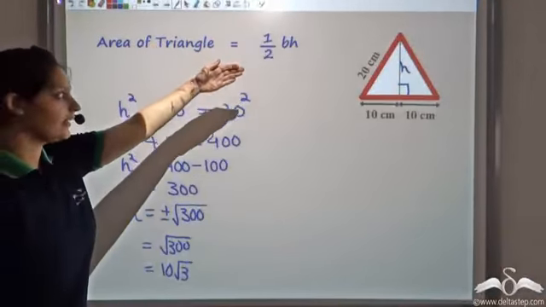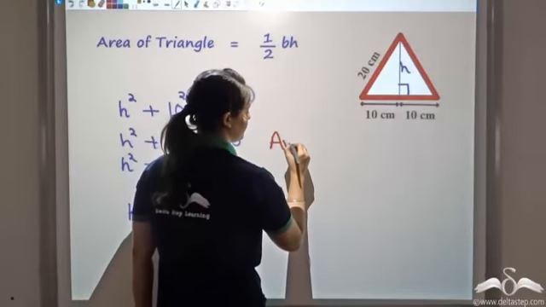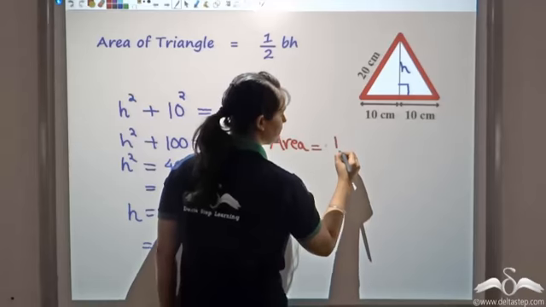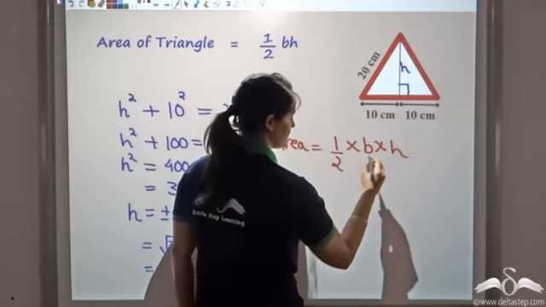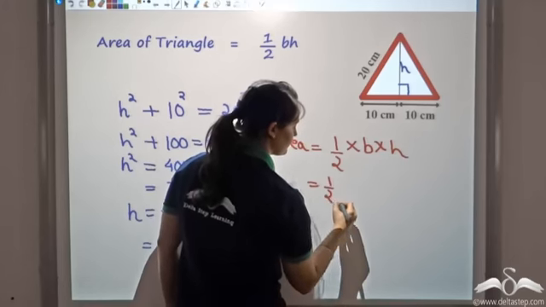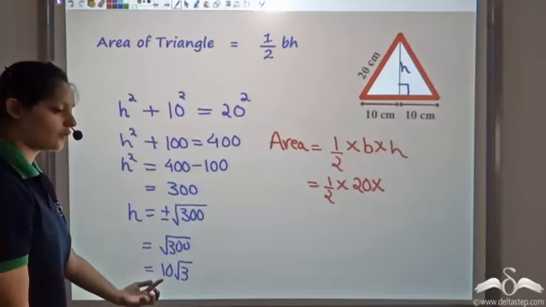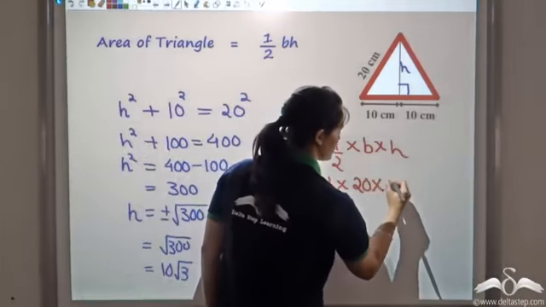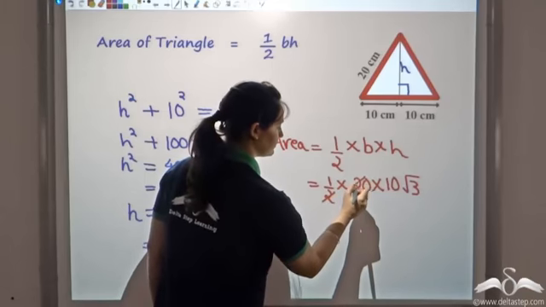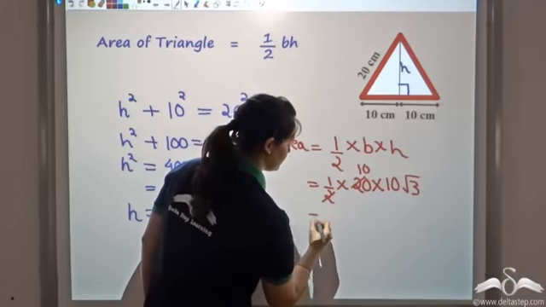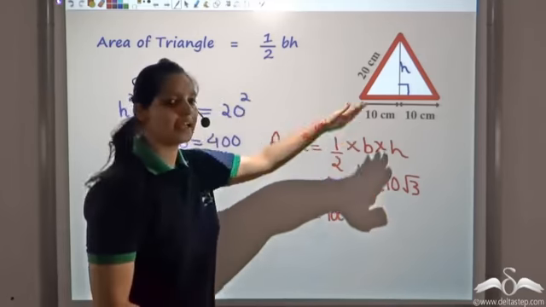Now to find the area, it would be half into base into height. So I get half, base is 20, height I just found, it was 10 under root 3. So from here I get 100 root 3. Now this is the area of this triangle.